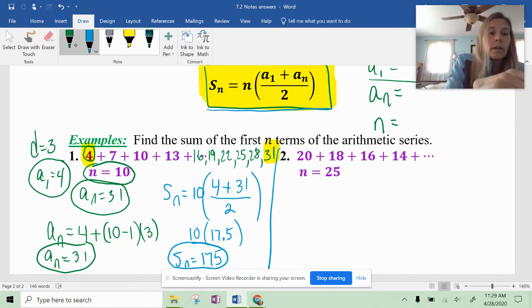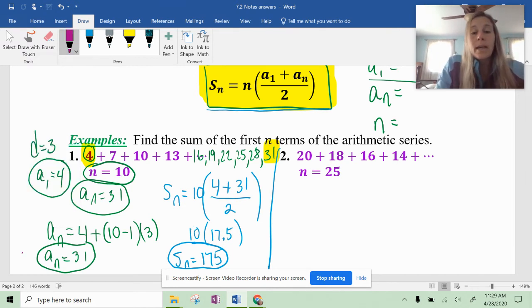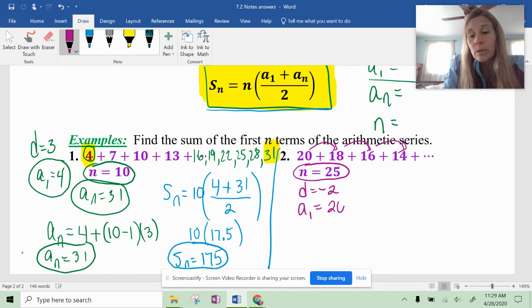Okay, so now when we take a look at the next one, again, I could figure out what my 25th term is, but I only have 4 numbers here and I don't feel like doing 19 more. So I'm just going to use the formula this time. Now I know my n is 25. The d, if I look at my pattern, it's decreasing by 2 each time, which means my d is negative 2. And of course, my a sub 1 is that first term, which is 20.